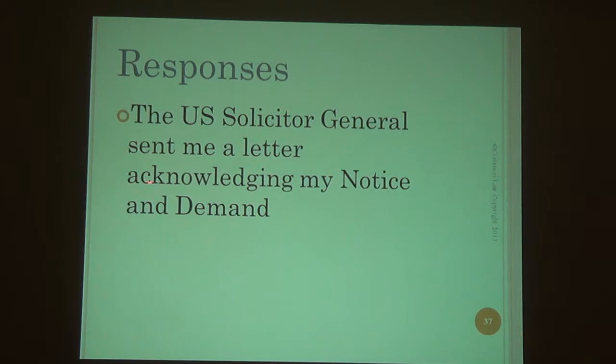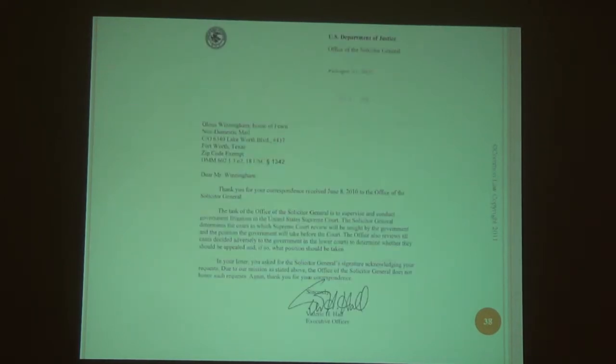The U.S. Solicitor General sent me a letter acknowledging my notice and demands. And this is interesting. Notice how they spell my name. And I think I talked about that before. My given names are Glenn Winningham. My family name is Fern. And at common law, the family name is never mentioned. Only the given names are mentioned. That's the reason Queen Elizabeth. Most people don't know that her last name, her family name, is Windsor.